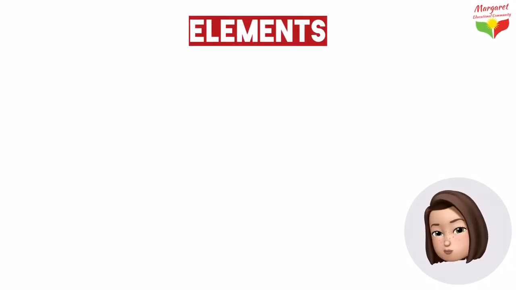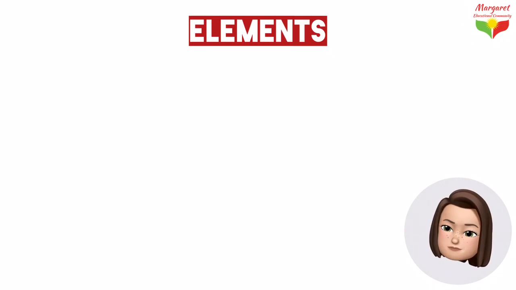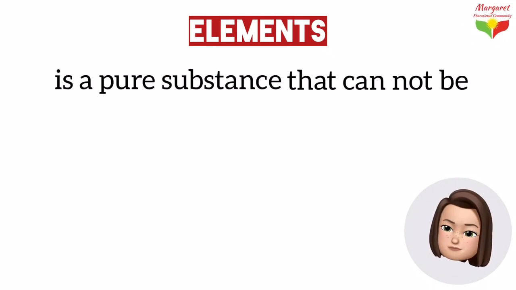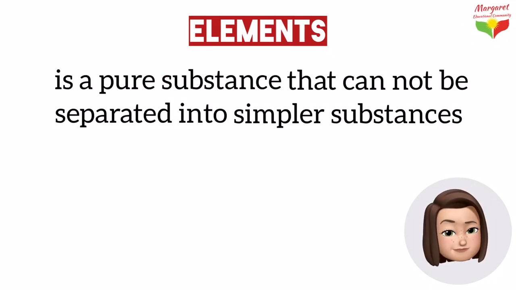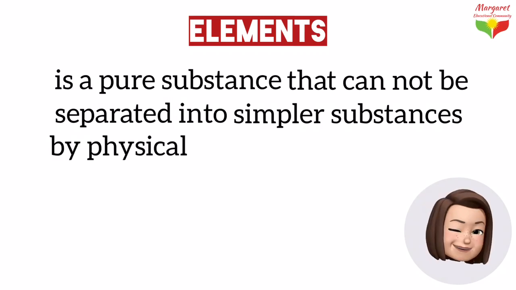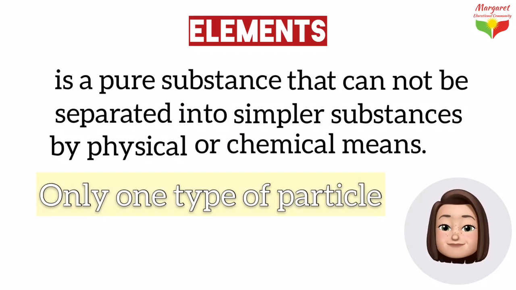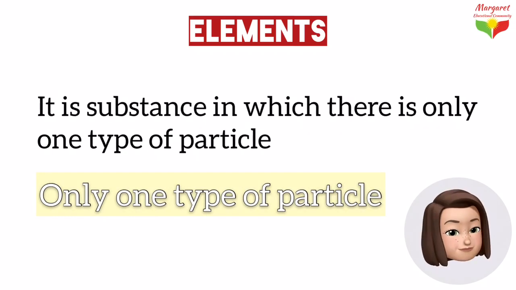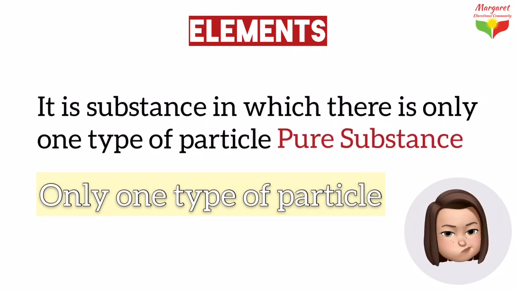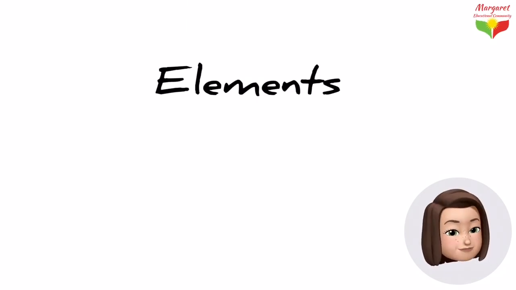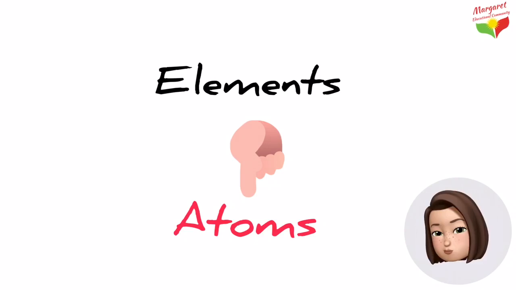The definition of element is that an element is a pure substance that cannot be separated into simpler substances by physical or chemical means. This means that they are made of only one type of particle, and a substance in which there is only one type of particle is called a pure substance. The particle that makes elements is called atoms.